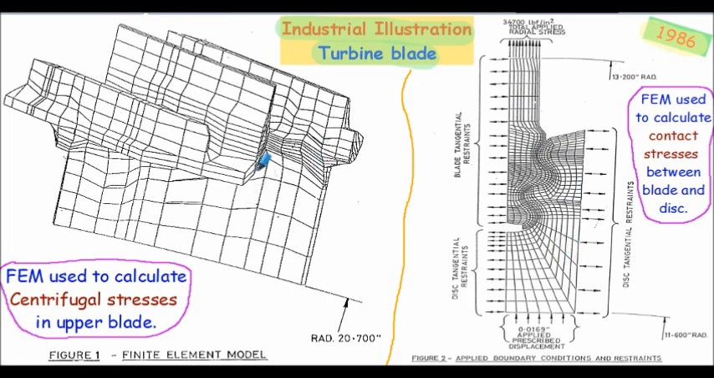But it's the left-hand side diagram I'm particularly interested in here for this illustration. Essentially, this finite element model was used to calculate the centrifugal stresses set up in the upper blade. Figure 1, as it's termed here, is an extract from the actual report produced. It shows the finite element model.